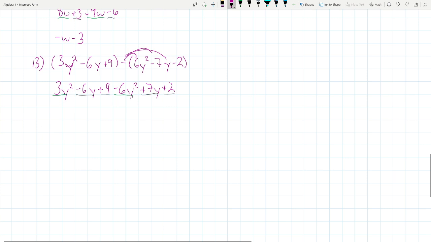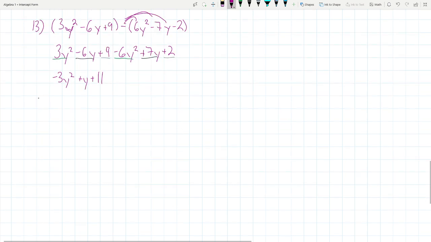So I go, okay, 3y squared minus 6y squared is negative 3y squared. Negative 6y plus 7y is 1y, so just plus y. 9 plus 2 is 11. All right, let's look at number 14. So we have 5b squared minus 6b minus 9. That's subtracting negative 2b squared plus 8b minus 1.